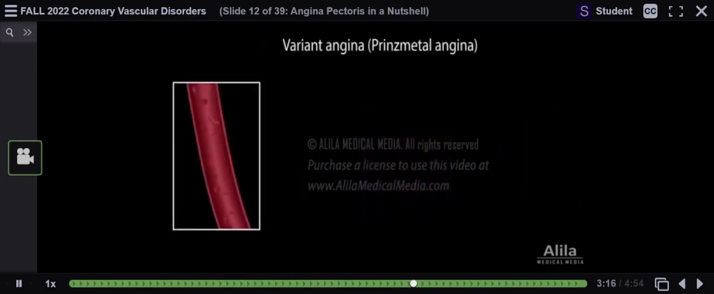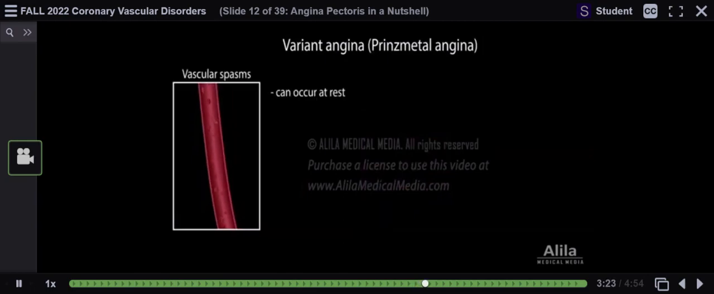Variant angina, a less common type, is caused by vascular spasms of coronary arteries. Variant angina can occur during rest, usually at certain times of the day, often at night.